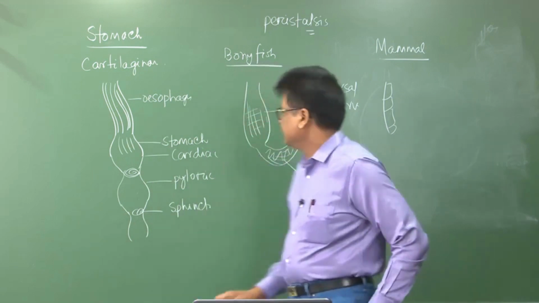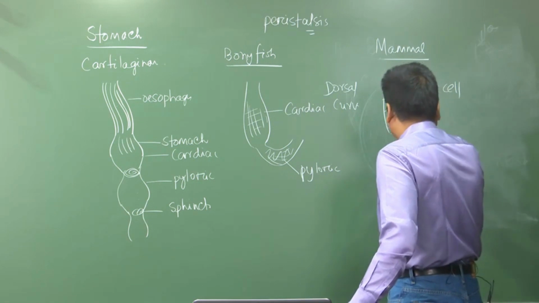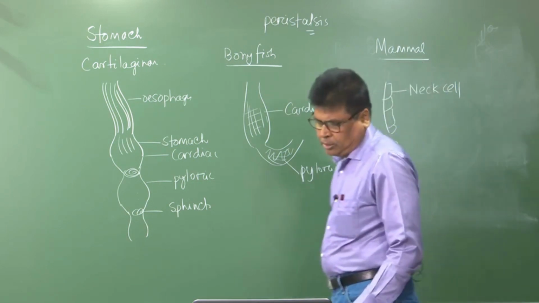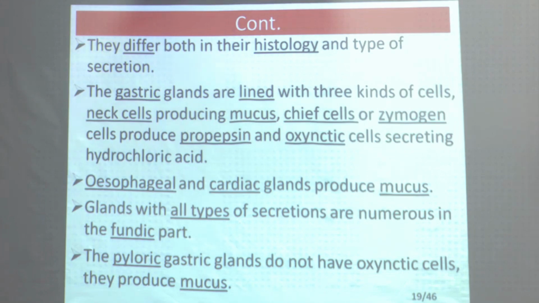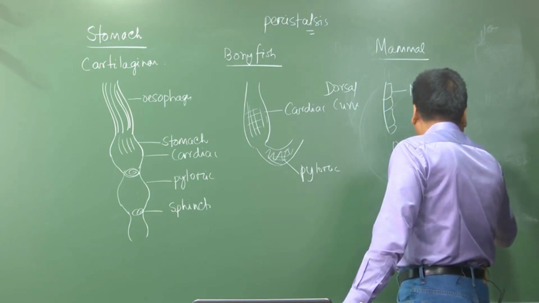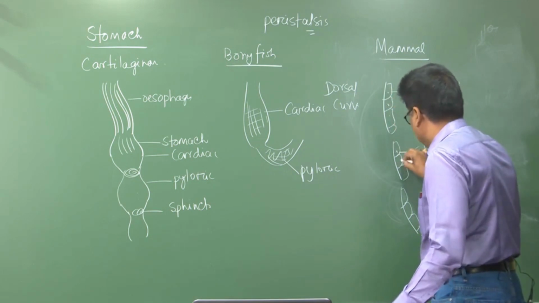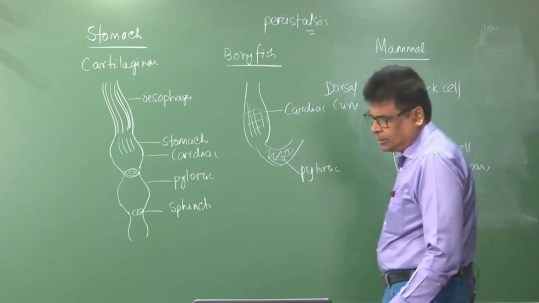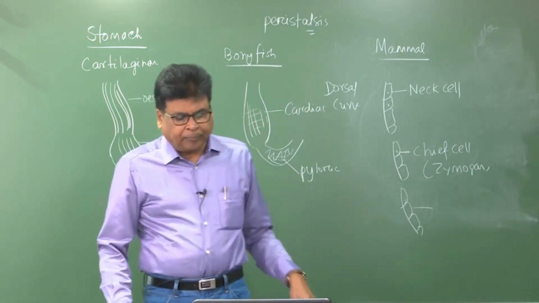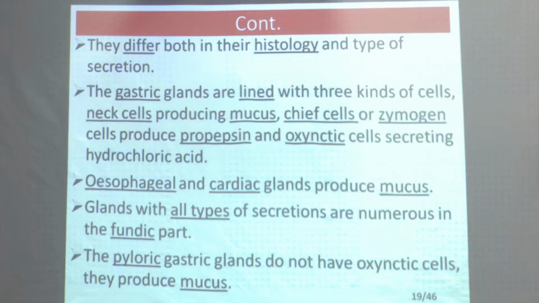Neck cells. For example, one gland is lined by one cell, and that cell is called a neck cell. This other one is lined with another type of cell that is called chief cells or zymogen cells. So this is known as the chief cell, and this cell is also called zymogen. This is another part, and these are the cells lining this part. They are called the oxyntic cells. For example, this is the oxyntic cell.